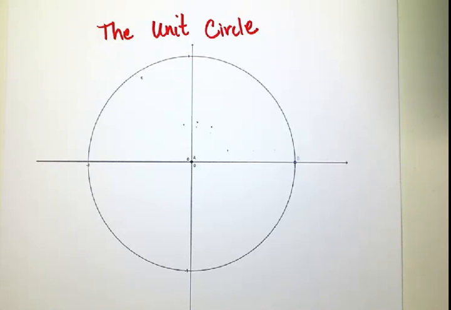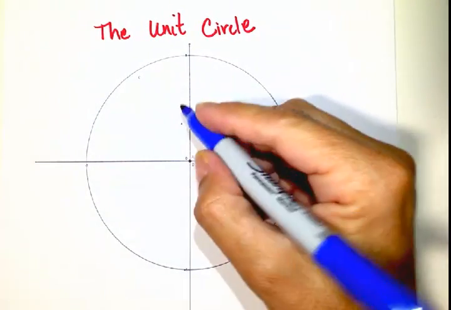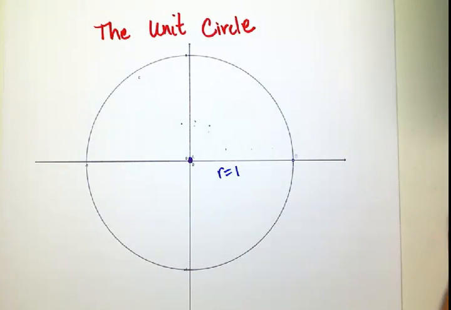Okay, we want to talk about the unit circle, a most powerful tool we will use to develop the building blocks we need for our journey with trigonometry. First, what is a unit circle? Well, it is a circle centered at the origin with radius equal to 1.